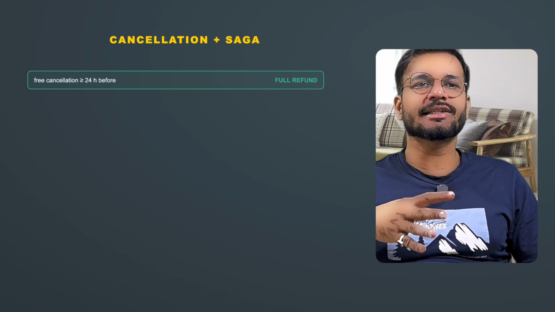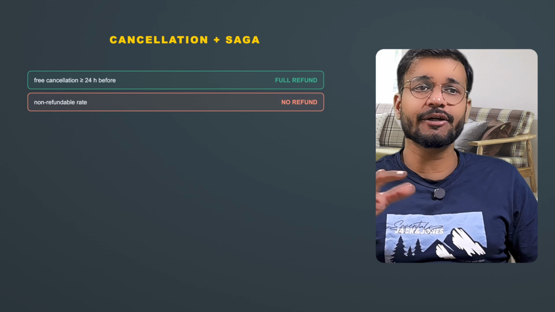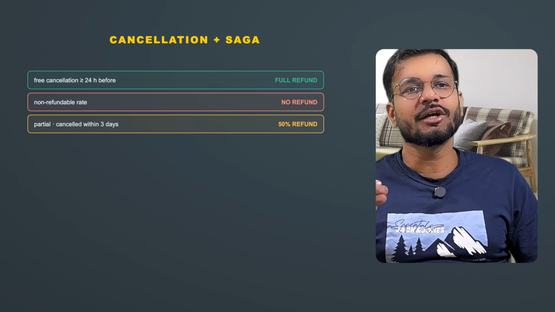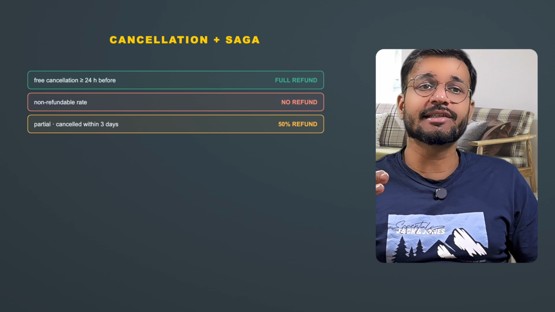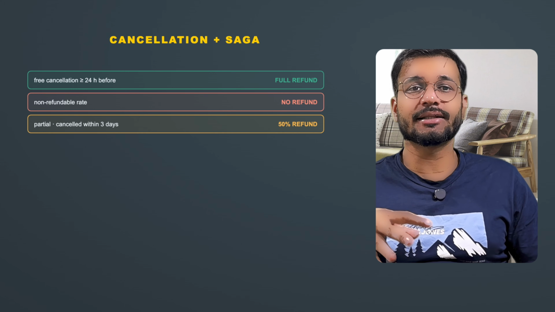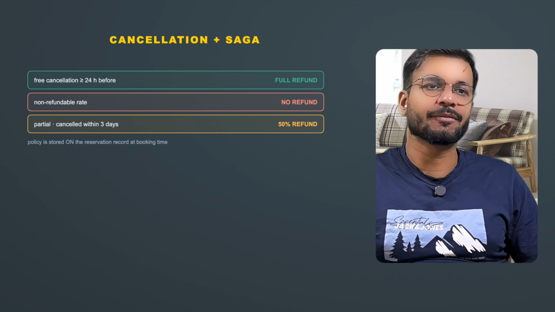Then the next module is cancellation and the refund flow. Cancellation policy varies by the booking type. Free cancellation up to 24 hours before, full refund. Non-refundable rate, no refund. If it is partial, 50% refund if cancelled within 3 days. The booking service needs to know the cancellation policy at the booking time. So store it in the reservation record.